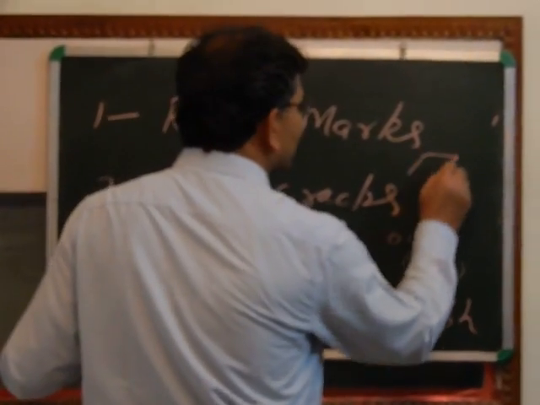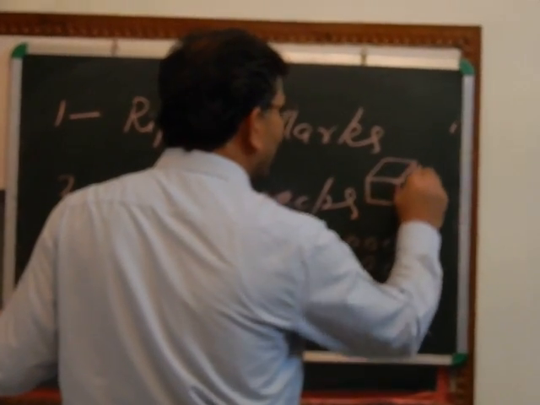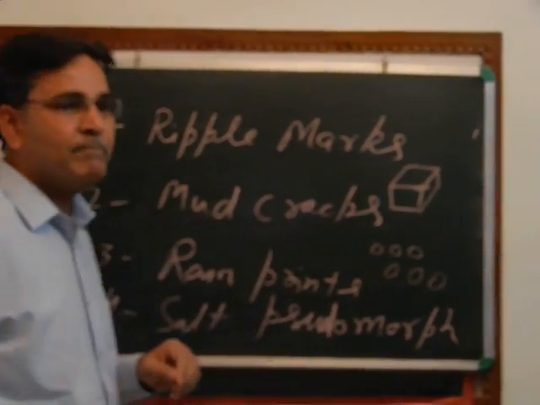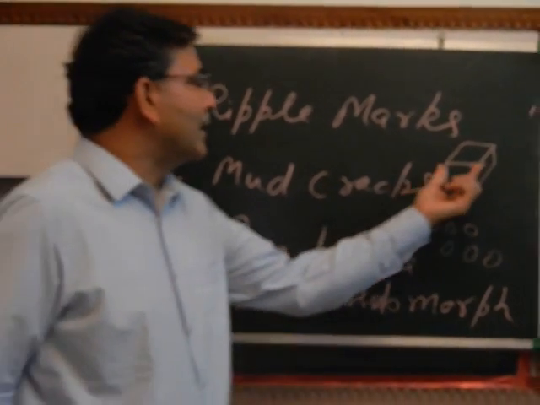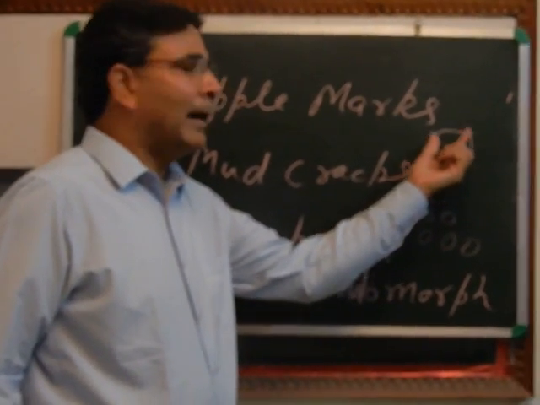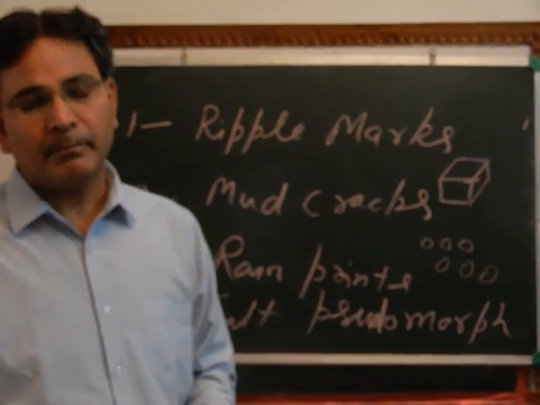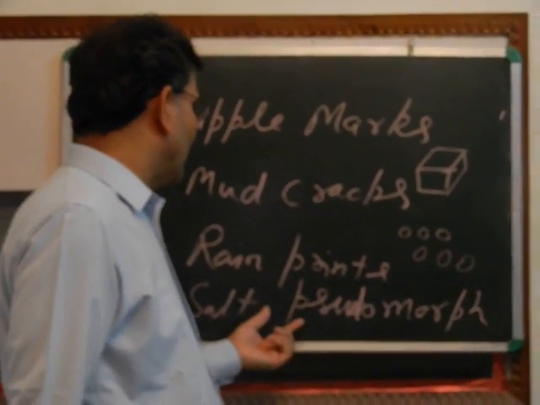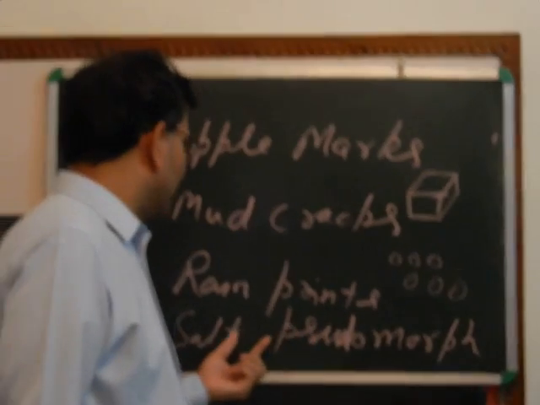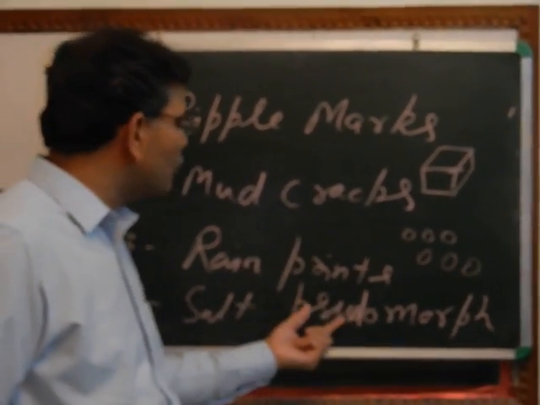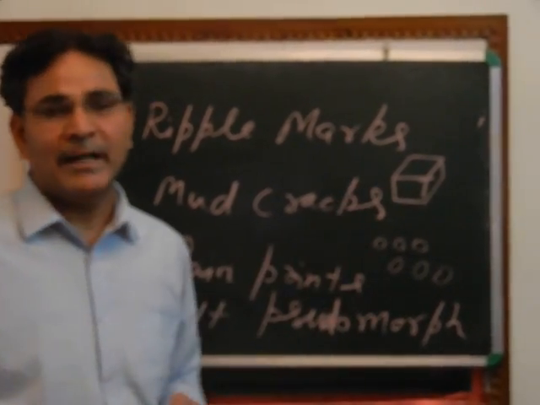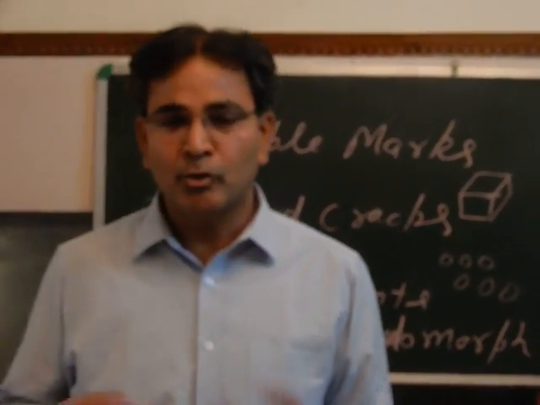Generally salt crystals are formed at the top of the bed. When the bed is submerged, they dissolve and the overlying unit is deposited in the form of salt. They are not original salt, but they are the pseudomorph of the salts. That's why they are known as salt pseudomorph.